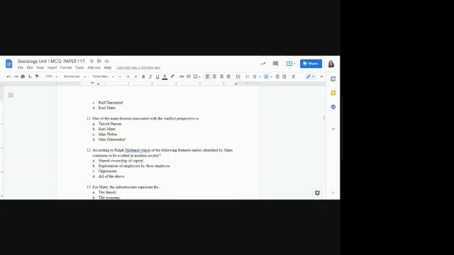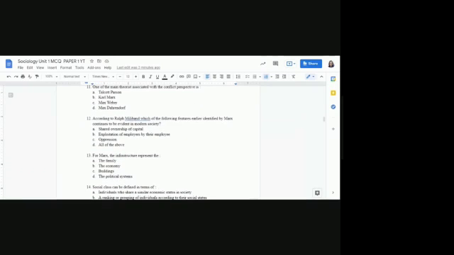According to Ralph Miliband, which of the following features earlier identified by Marx continues to be evident in modern society? Is it A, shared ownership of capital, B, exploitation of employers by their employees, or C, opposition, or maybe it could be D, all of the above? What is the answer? The answer for question 12 is D, all of the above. Moving on to question number 13.